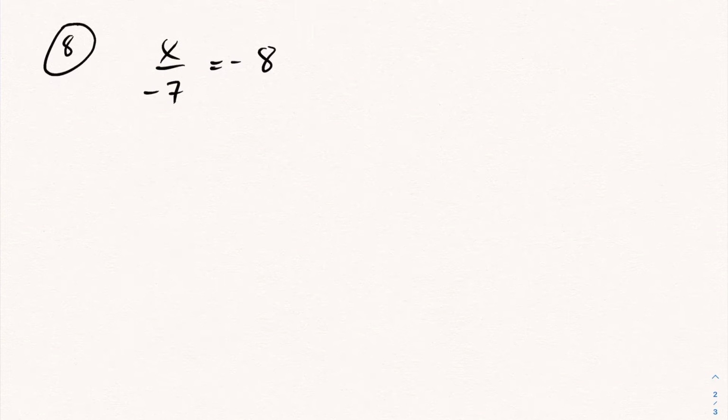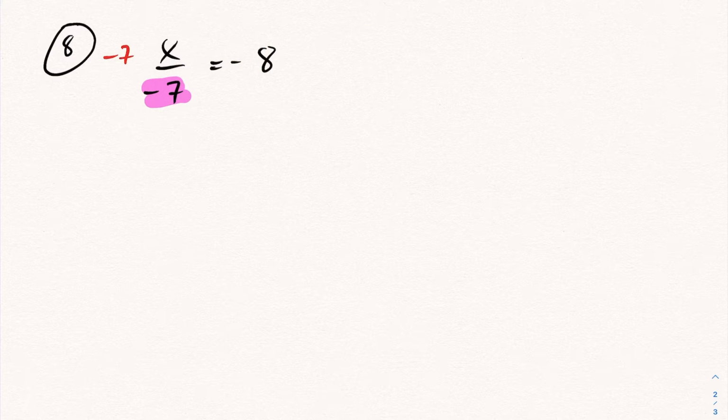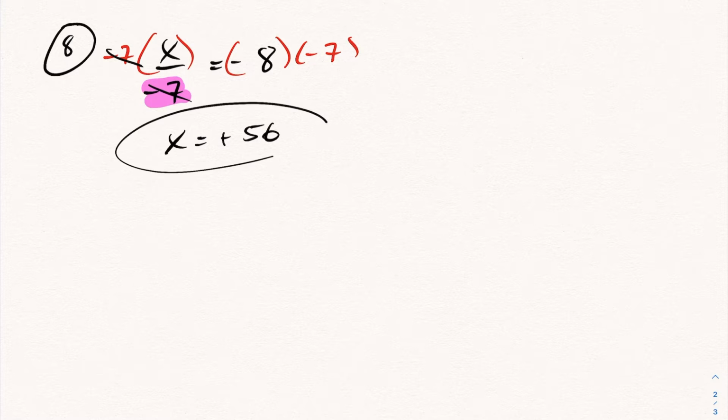So for number 8 here, we've got to get rid of this minus 7. The operation is multiplication. So I'm going to multiply across by minus 7. And because of that multiplication, these will cancel. I get x is positive 56.